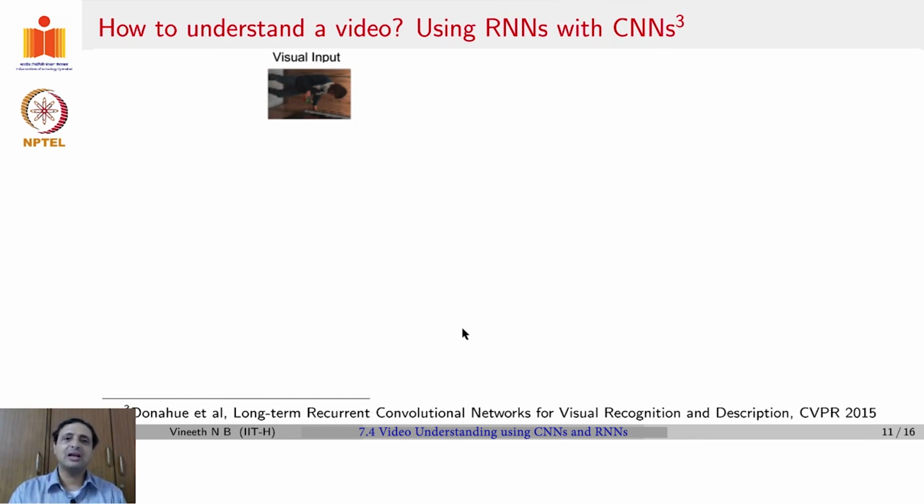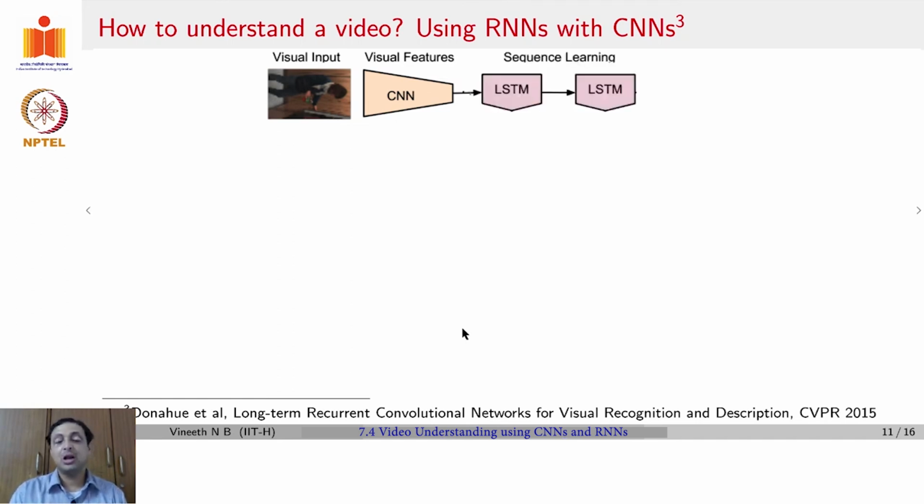What about using RNNs with CNNs to perform video understanding? So given a visual input such as an image, you first extract visual features from a CNN. So you would forward propagate that through a CNN and take, say, the penultimate layer of an AlexNet or something like that as the representation of the image. Now these representations of the image can be provided to a set of LSTMs or RNNs to perform sequence learning to give your final predictions.